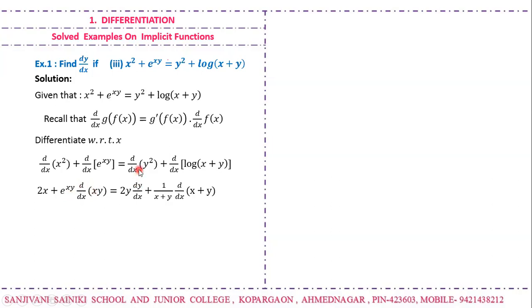e raised to f of x. Its derivative is e raised to f of x into f dash of x. And y square, its derivative is 2 times y dy by dx. Log of f of x, its derivative is 1 upon x plus y into d by dx of x plus y.